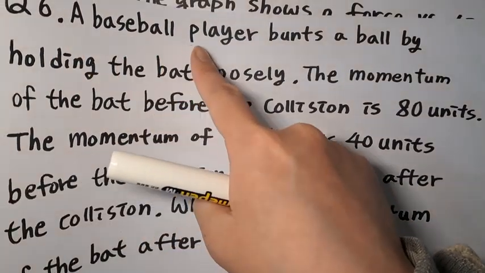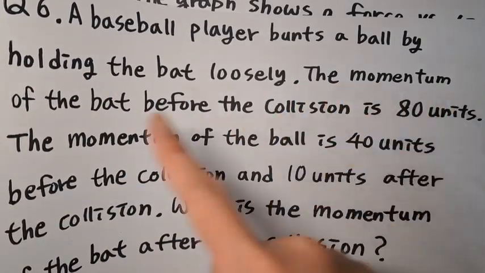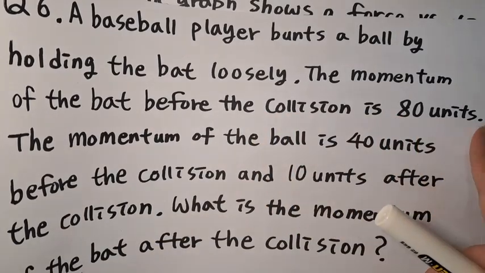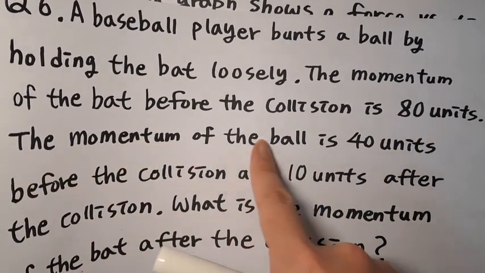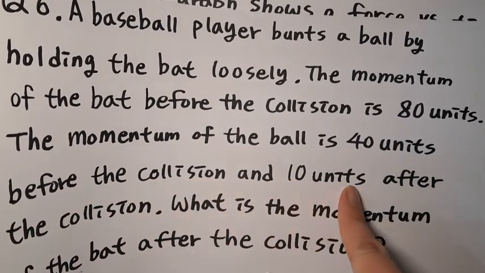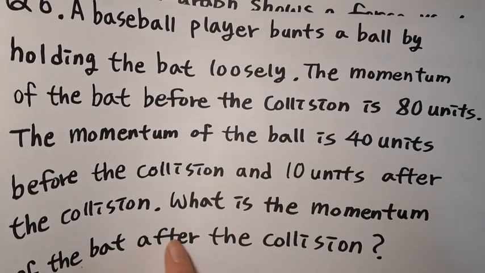A baseball player bunts a ball by holding the bat loosely. The momentum of the bat before the collision is 18 units. The momentum of the ball is 40 units before the collision and 10 units after the collision. What's the momentum of the bat after the collision?